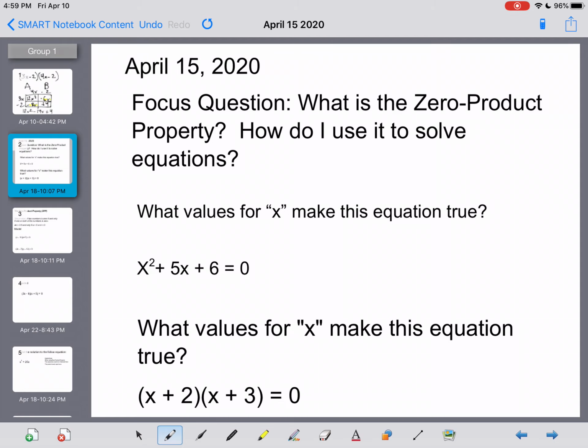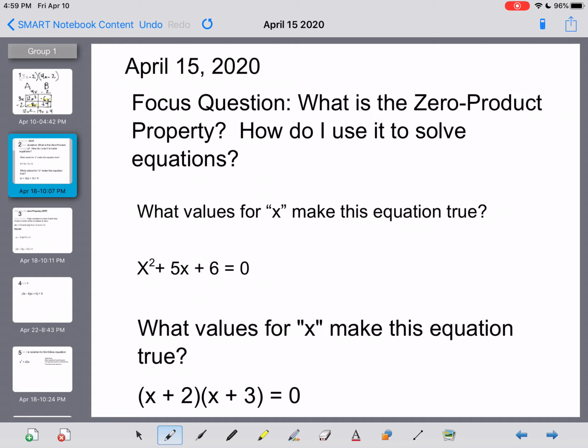Let's talk about why expanded form versus factored form. Look at those two, and when is it more of an advantage to use factored form or expanded form when solving equations? So today's focus question is, what is the zero product property? And how do I use it to solve equations? By the end of today, you'll be able to use something called the zero product property to solve equations.